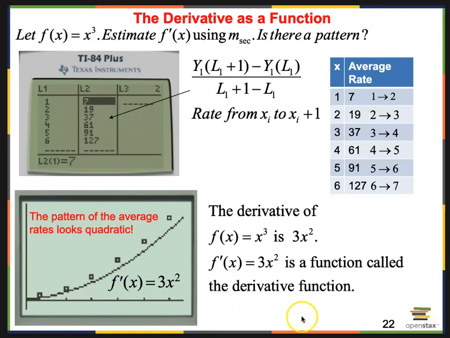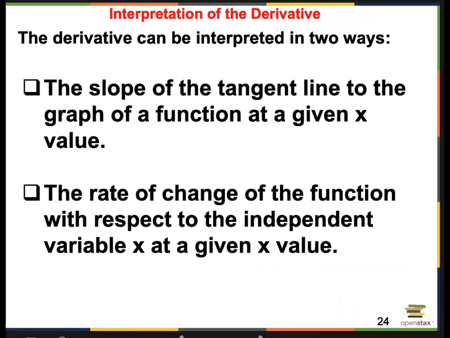So we can see that it's a function, and it's the derivative function. The derivative of x cubed is 3x squared, which is also a function. It's the derivative function. So how do we interpret the derivative? Well, we can interpret it in two ways. The slope of the tangent line to the graph of a function at a given x value. The rate of change of the function with respect to the independent variable x at a given x value. So slope, rate of change, it's at a particular point, or an instantaneous rate of change.